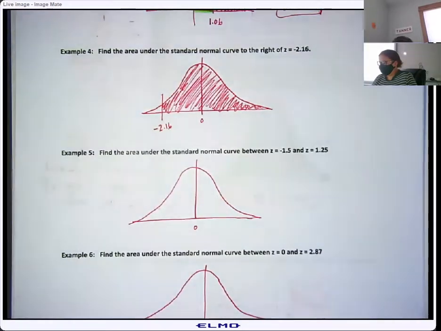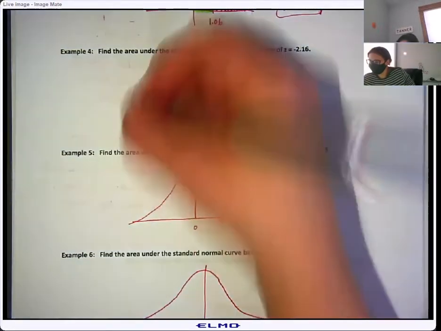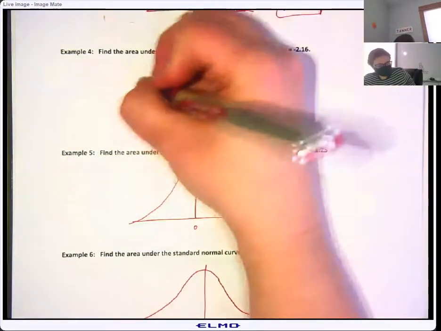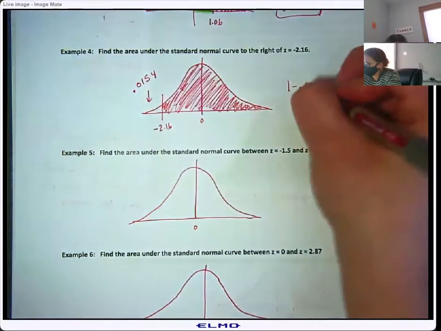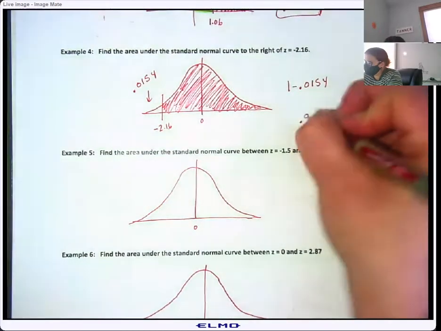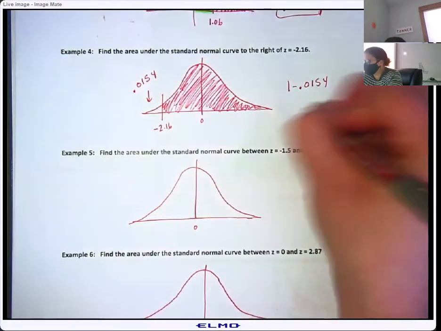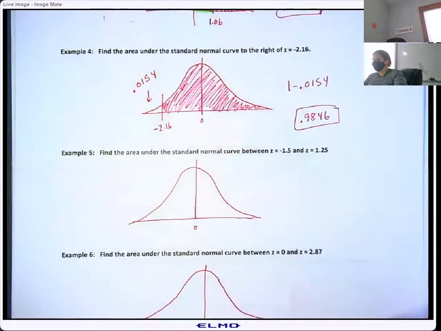Yep. So for the bell curve, you would put the negative 2.16 on the bar to the left and then shade it all to the right. Yep. And then when you look it up, it's 0.0154 and you subtract that from 1 and it would be 0.9846. 0.9846. Perfect. Nice job. That's exactly right.